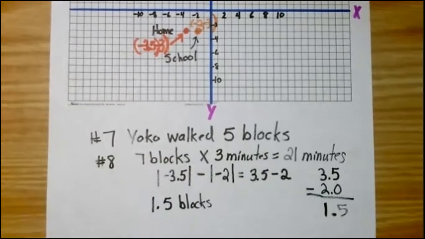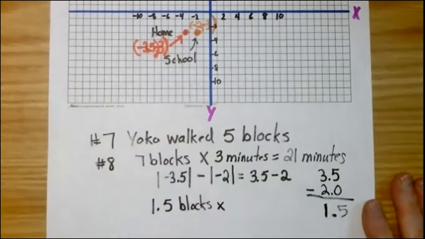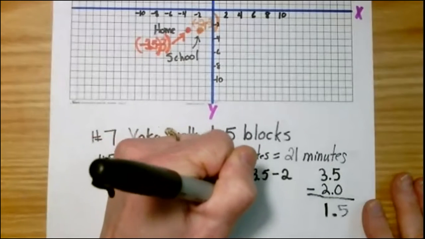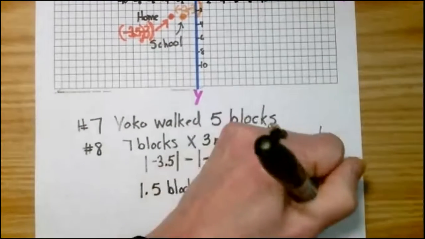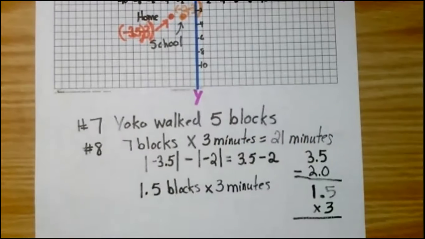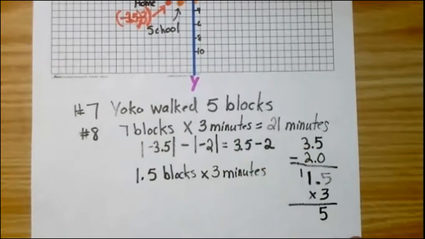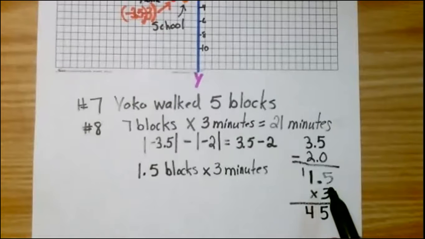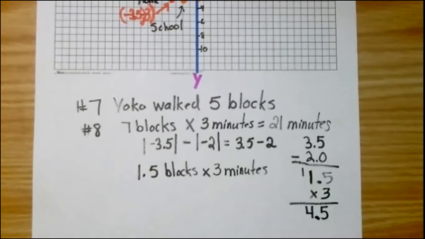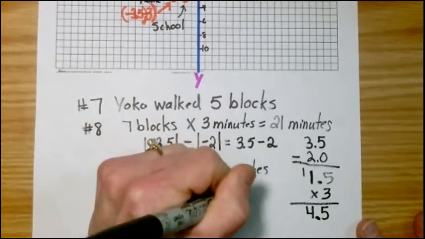But the question says, how long does it take her to walk from home to school? It takes her 3 minutes per block. So we're going to multiply by 3 minutes. So we're going to take our 1.5 and multiply it by 3. So 3 times 5 is 15, carry the 1. 3 times 1 is 3, plus 1 is 4. We have 1 number after the decimal, so we have to go 1 place. So the answer it will take her is 4.5 minutes.